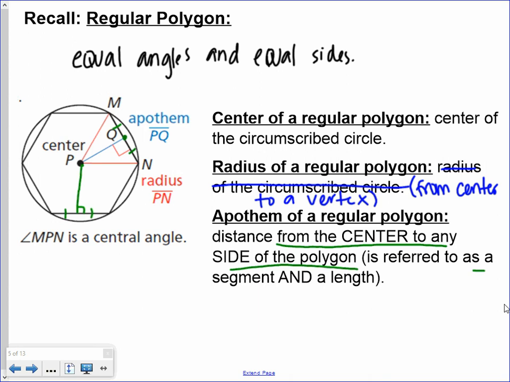The last little thing we're going to talk about here, we don't need to write the definition down because we just did this in the last chapter, but the central angle. So remember, central angles are angles whose vertices are at the center. Pretty straightforward. Now again, if something has 6 sides, it would have 6 different central angles.